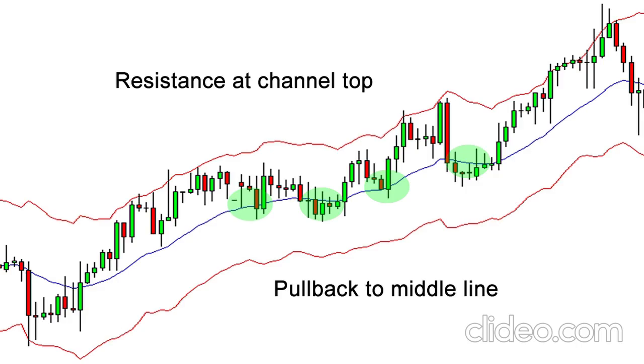False signals. The indicator can generate false signals, particularly during sideways trending markets or high volatility. Subjectivity. The choice of parameters for the EMA and ATR can be subjective and may require adjustments based on the specific market and trading style.